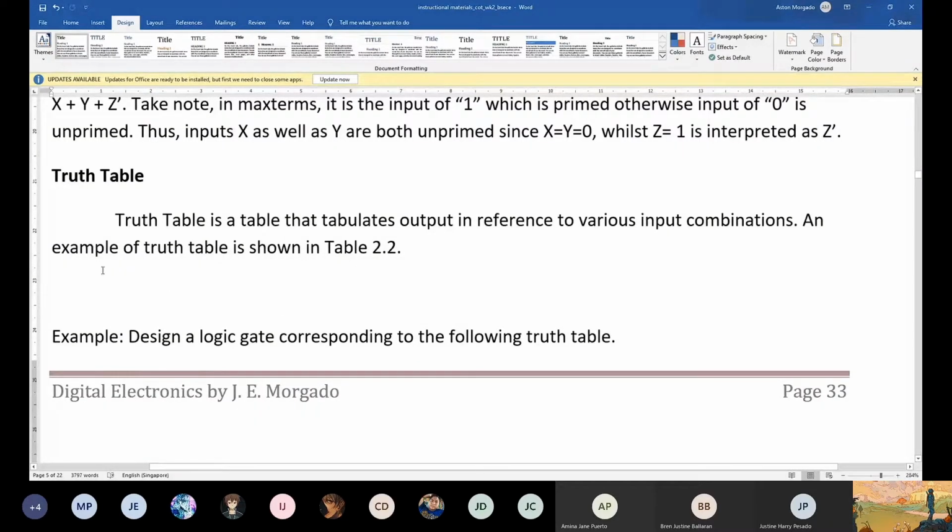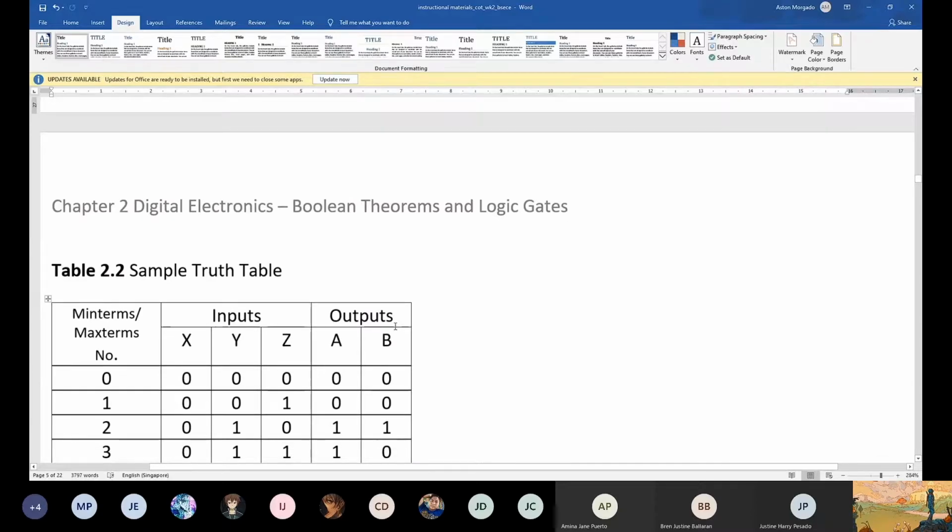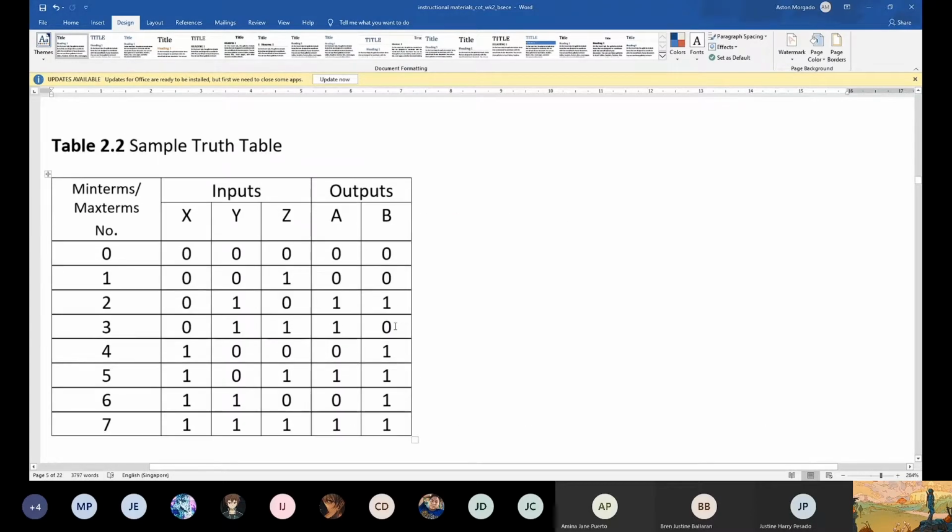Okay, so moving on. We have truth table, design logic circuit. When you say truth table, you need to design a logic circuit. So these are the conditions. Supposedly you have 3 inputs, X, Y, Z, and in this example, you have 2 outputs, A and B.